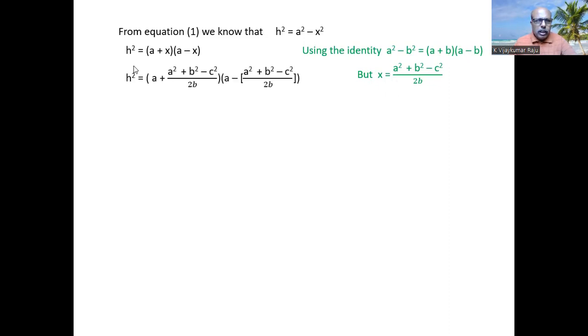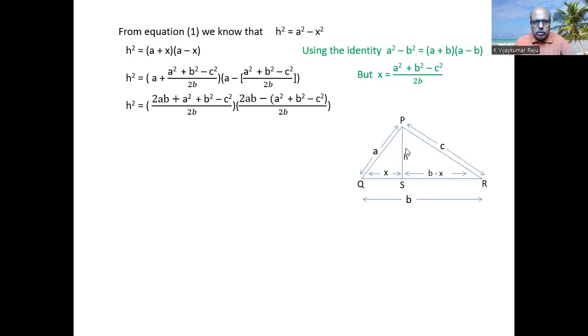When you put it here, what will happen? H square is equal to (A plus (A square plus B square minus C square) upon 2B), and the second bracket, (A minus (A square plus B square minus C square) upon 2B). Here, because of this negative sign, the signs will change. So now take LCM here. It will be 2AB plus A square plus B square minus C square in the first, and 2AB minus these three terms in the second: A square plus B square minus C square. Because of this negative sign, we change the signs here.